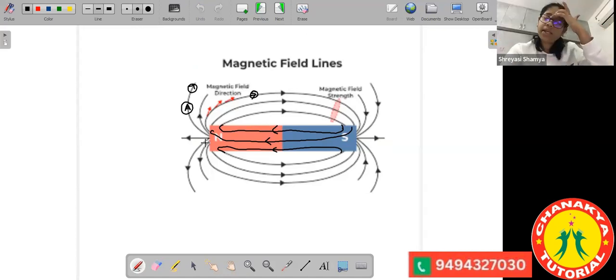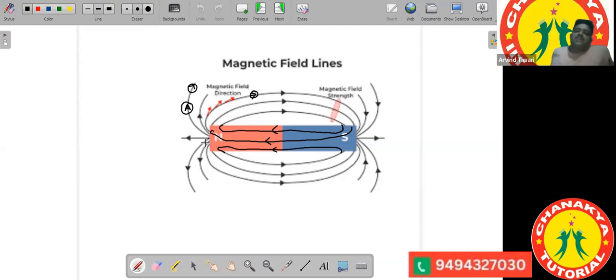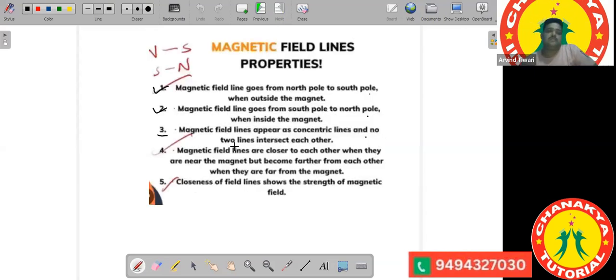Sir, what do you mean by concentric lines? Concentric means lines with the same centers. Or you can say they form closed loops. A better word would be that they form closed loops. So magnetic field lines appear as if they are concentric lines and no two lines intersect each other.